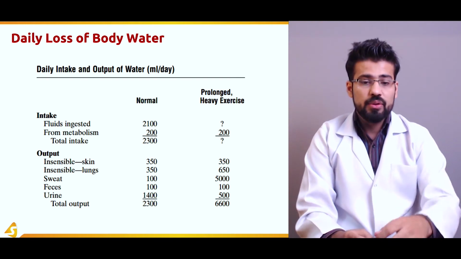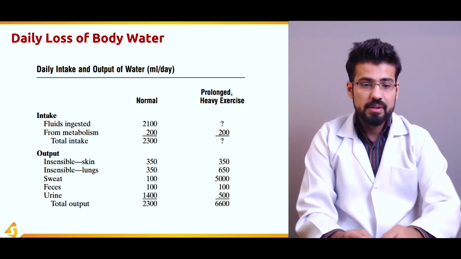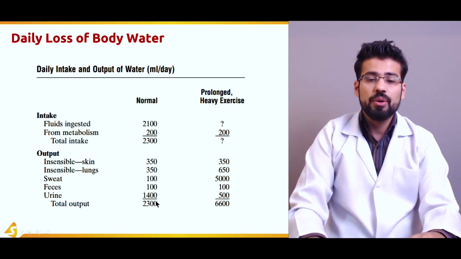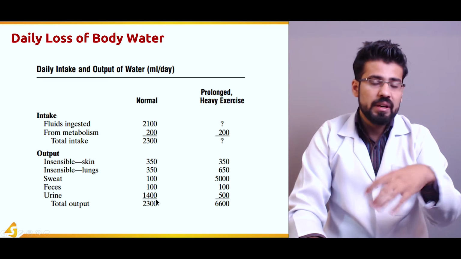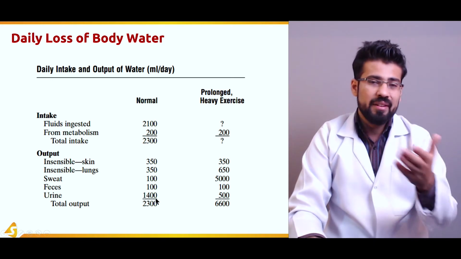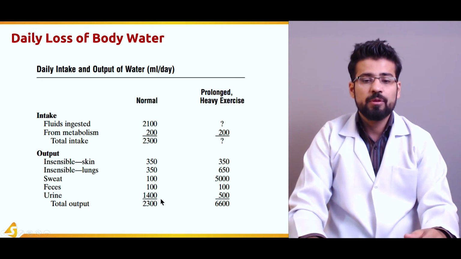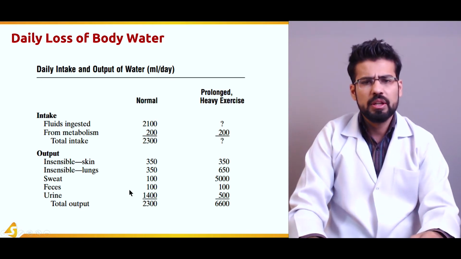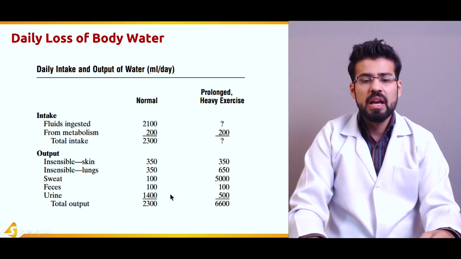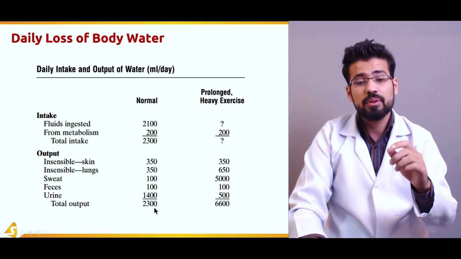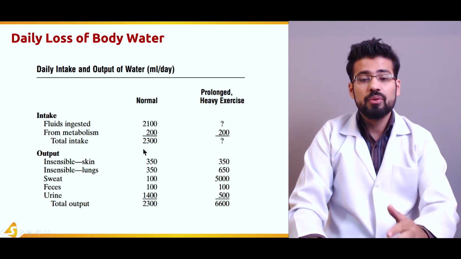The other includes the sweat, which is about 100 mLs a day, and the feces, which is also 100 mLs a day. And the urine, if we take an average from 0.5 to even 4 liters, there is an average excretion of about 1.4 liters of urine under normal physiological conditions, making the output precisely equal to the fluid intake, that is 2300 a day.